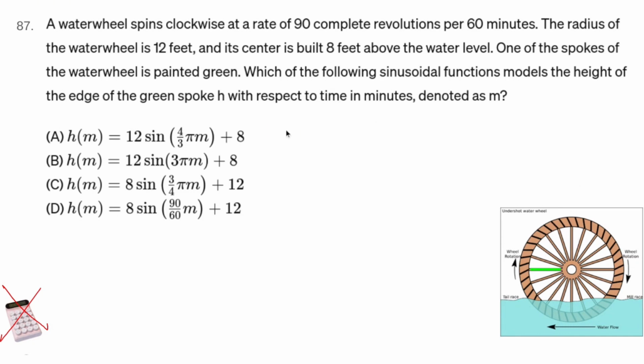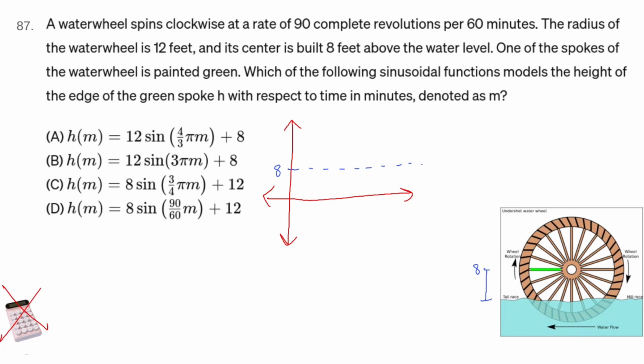Now, I like to create a picture whenever I deal with these and use that picture as my guide. What do I have? Well, the green spoke is right here at the middle. So I have a midline, and my midline is 8 feet above water level. So my midline is going to be at 8. So let's put an 8 right there. There is my midline.